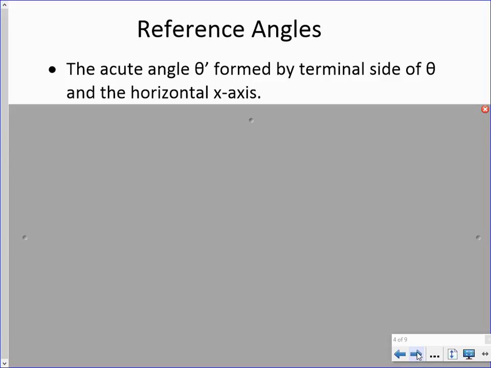A reference angle should be acute so that it matches up. I mean, it could be any angle, but if you're going to evaluate something without a calculator, it should match up to a 30, 45, or 60 degree angle, because then you know the ratios of the side lengths in those special right triangles. A key piece to the definition for reference angle is that it's formed by two parts on the coordinate plane: the terminal side of the angle, so wherever that opens, and the horizontal x-axis.